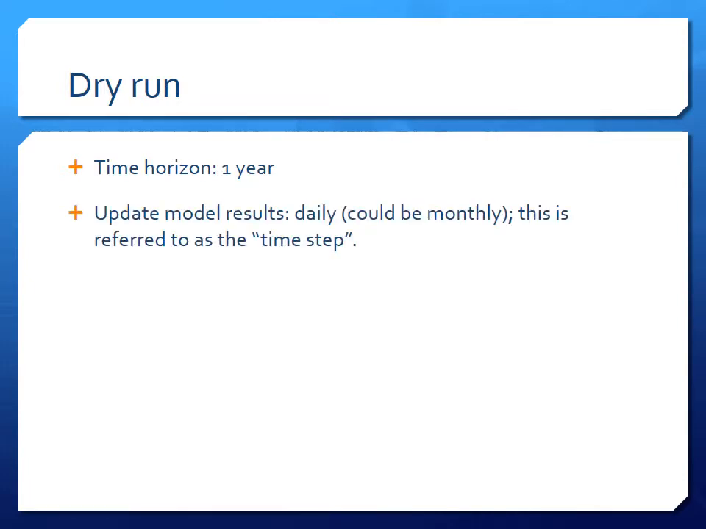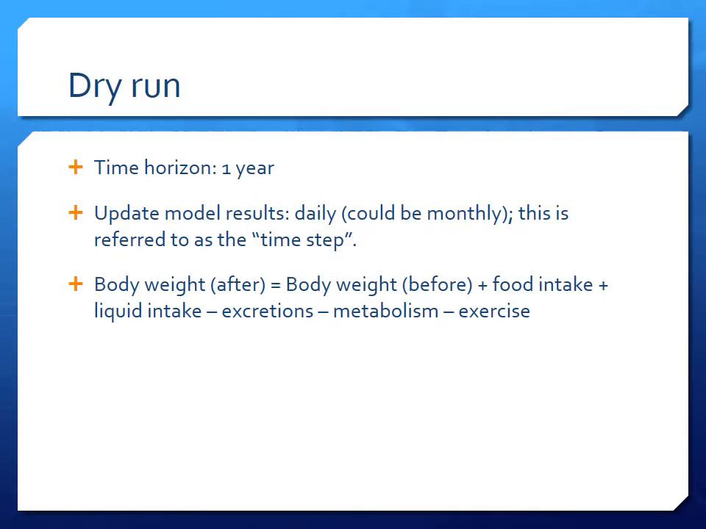So in this case, let's say that the time horizon is a year. You want to look at the body weight over a year period, and you're going to be updating your model results daily. This could be monthly, but because a lot of the food intake data and exercise data is given in daily values, it's just as easy to update the model daily. So one day, or daily, is going to be our time step.